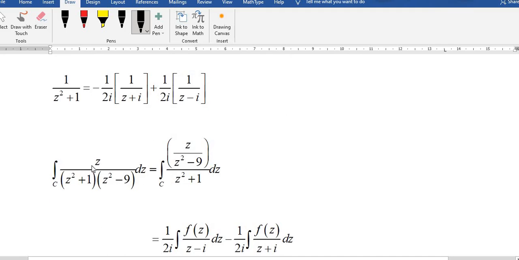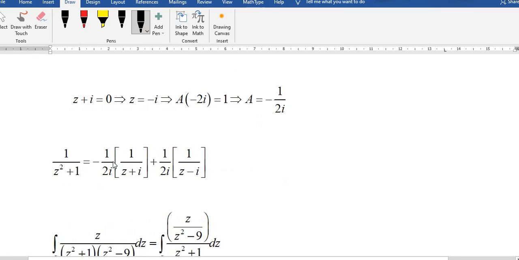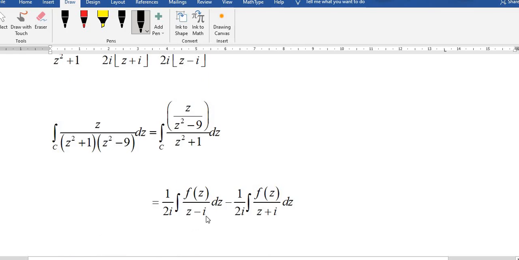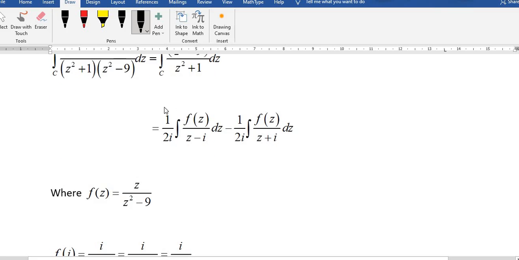Next, as I already explained, I am taking the z square minus 9 term to the numerator. Then this fraction can be written like this. Then this is our f of z. z square plus 1 is split and partial fractions are done, and the total steps are completed. That's why we can easily write minus 1 by 2i integration f of z by (z minus i), writing the plus term first, minus 1 by 2i integration f of z by (z plus i) dz. So our f of z is now z by z square minus 9.